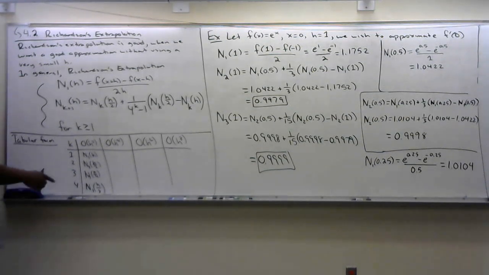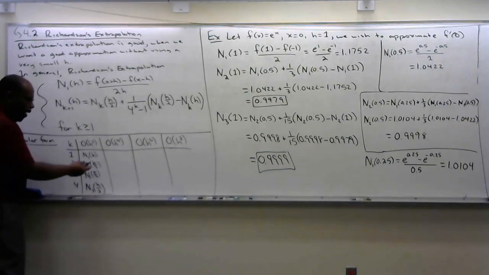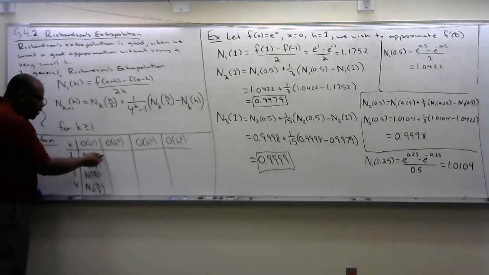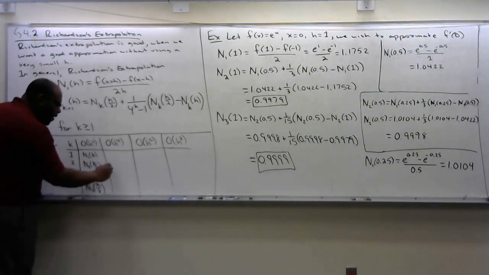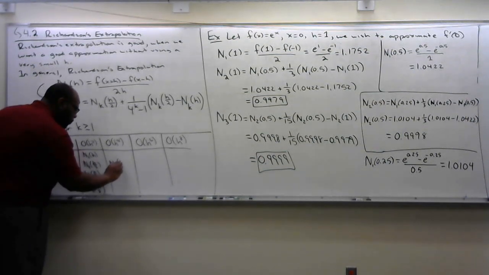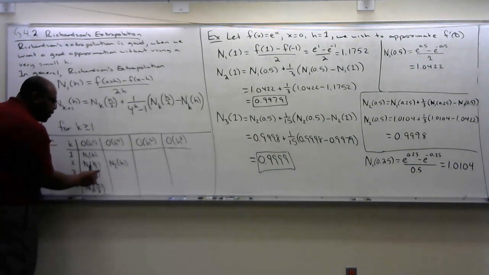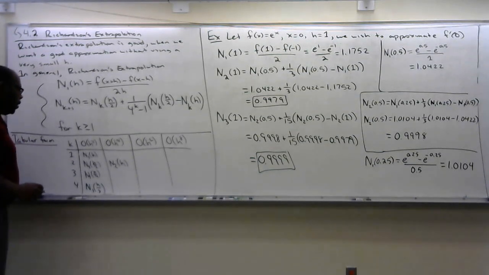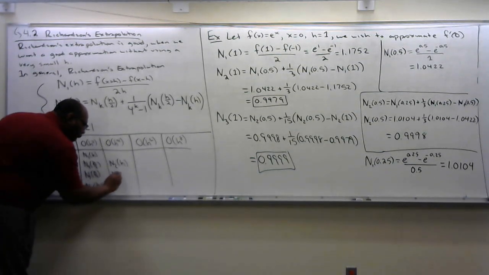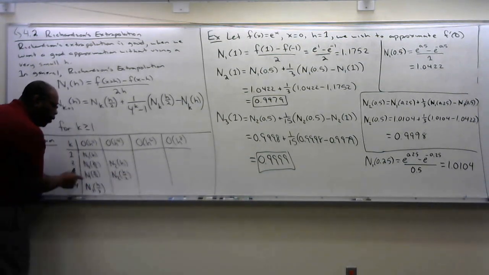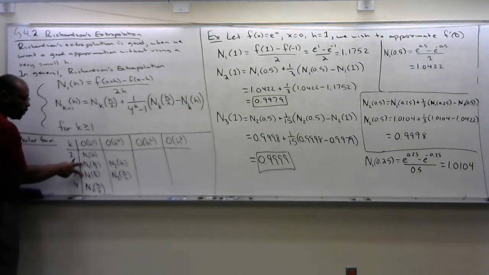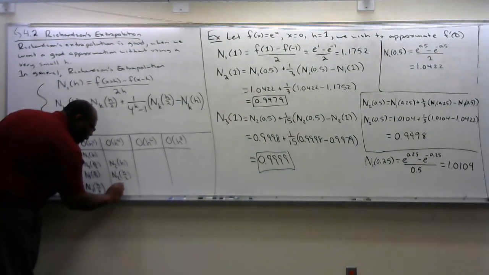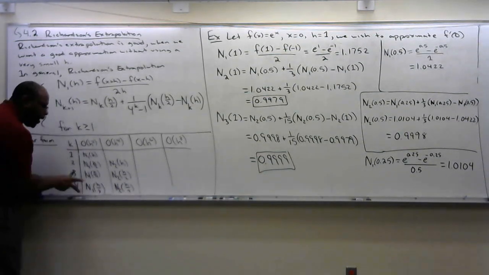To get big O of h to the 4th, these terms here, I have to use the previous terms. N sub 2 of h will be here, and N sub 2 of h requires N sub 1 of h divided by 2 and N sub 1 of h. It requires these two terms right here. N sub 2 of h divided by 2 also requires two terms, but it requires the middle terms, these two guys right here. And N sub 2 of h divided by 4 requires the last two terms.